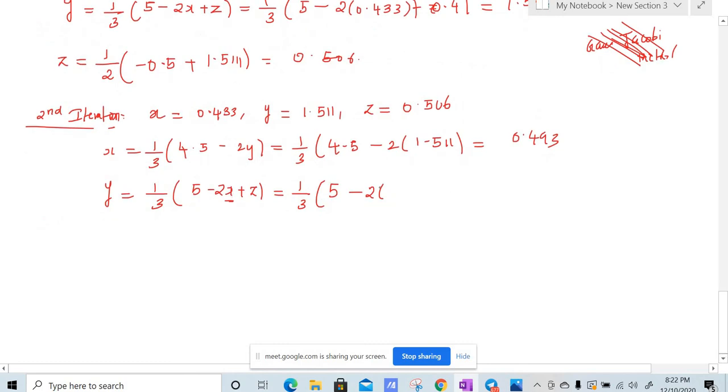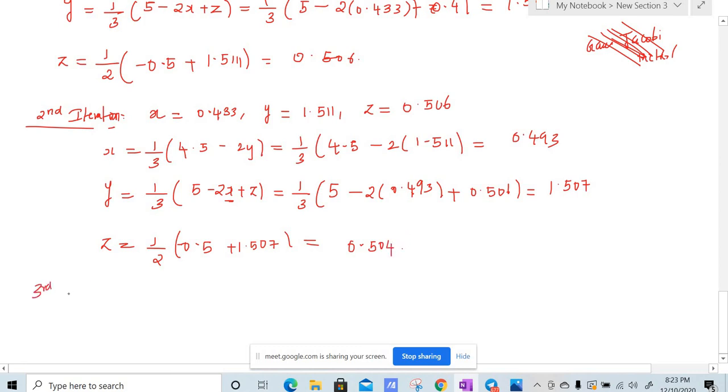So what is the updated value for x? It is 0.493 plus z 0.506. So this will be 1.507, and our z is 1 by 2 minus 0.5 plus y, which is 1.507, so which will be 0.504, right. Now we'll move on to the third iteration. So for Gauss-Seidel method you should always choose the updated value for x, y, z, the latest value.